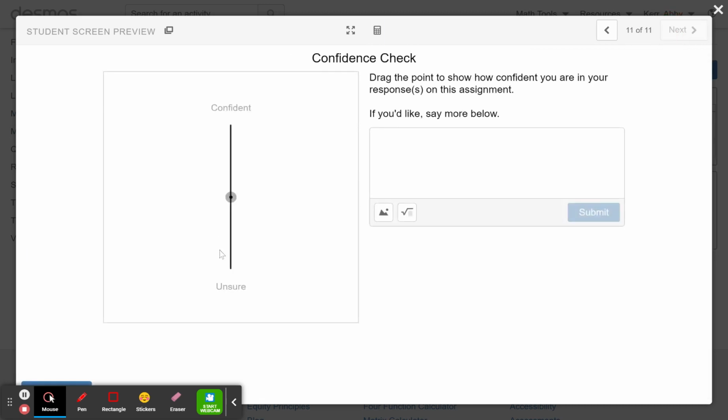Hopefully you can do this confidence check so we can see where you are and how you're feeling with this topic.